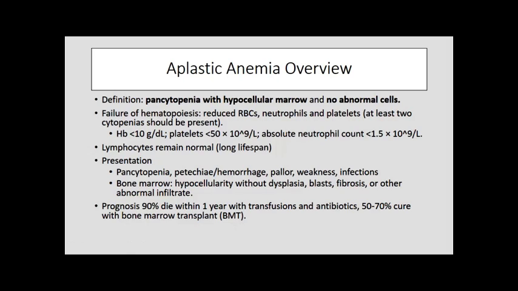What is the prognosis of aplastic anemia? Very bad. Okay, 90% die within 1 year, even with transfusions and antibiotics. Okay, 50 to 70% cure with bone marrow transplant. $1 million. And hoping that the transplant is successful.